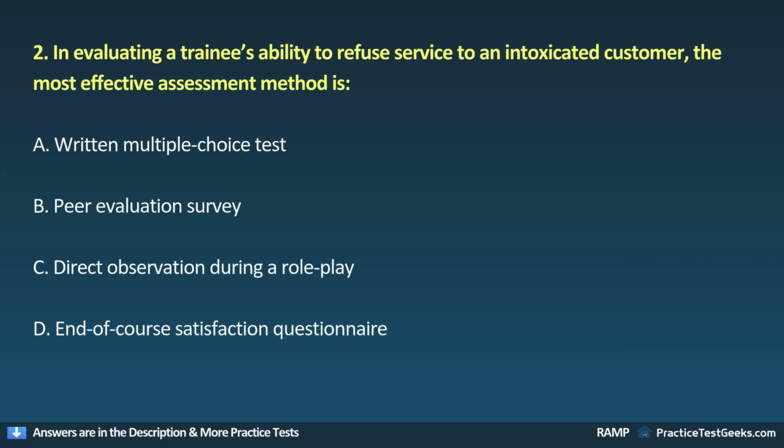2. In evaluating a trainee's ability to refuse service to an intoxicated customer, the most effective assessment method is: A. Written multiple choice test. B. Peer evaluation survey. C. Direct observation during a role play. D. End of course satisfaction questionnaire.